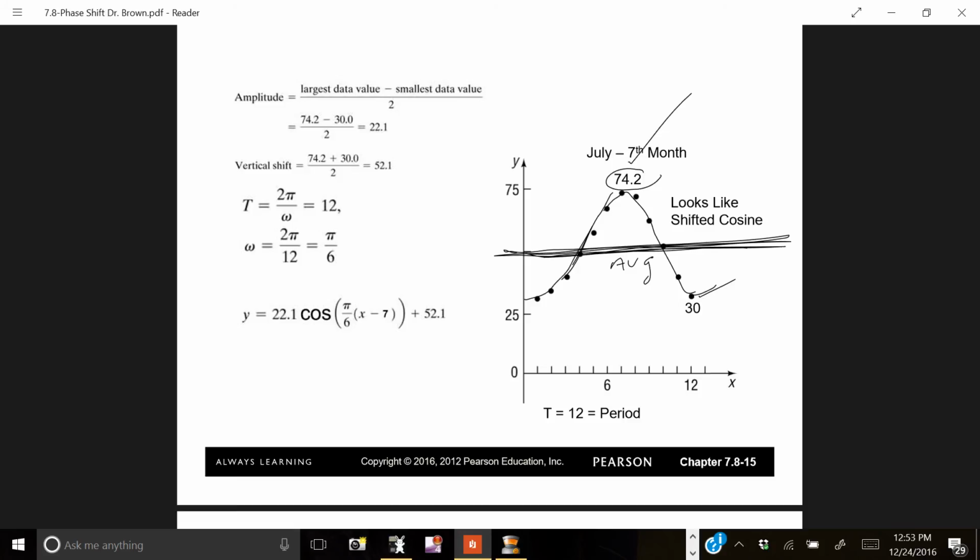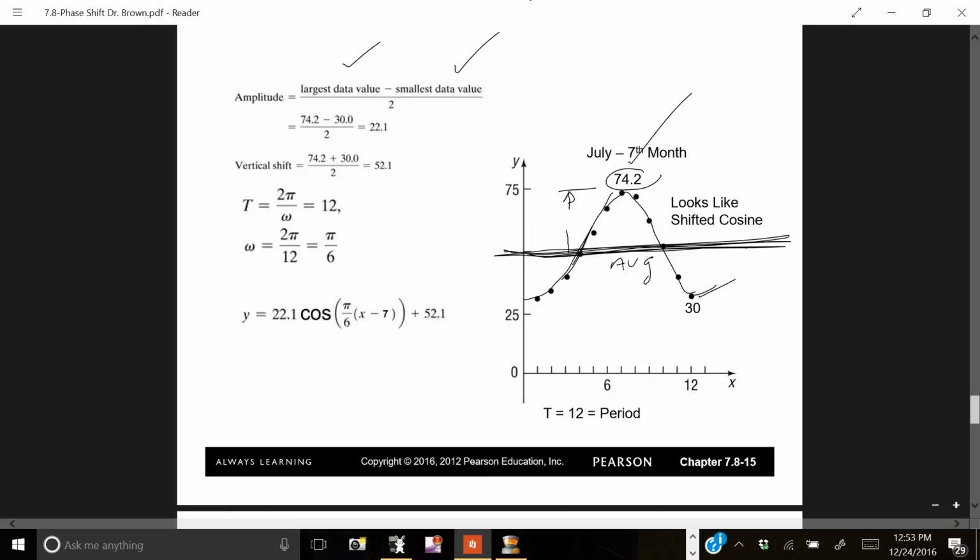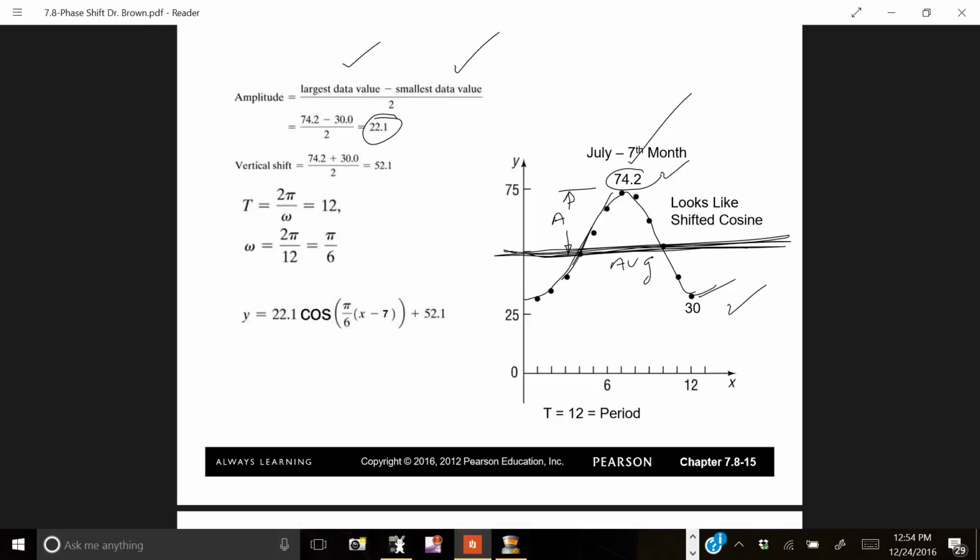And looking at this, the amplitude that we want would be the largest value minus the smallest value divided by 2, because the amplitude times 2 is really the peak-to-peak movement of the data. So taking 74.2 minus 30 and dividing it by 2 gives us 22.1, which is the amplitude of the function we want to generate. And this looks like a cosine wave shifted by 7.